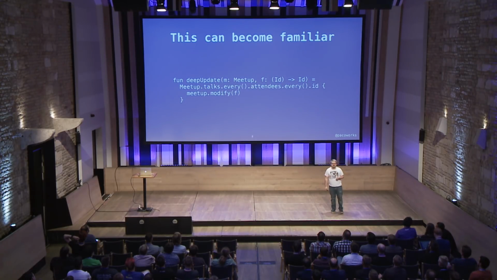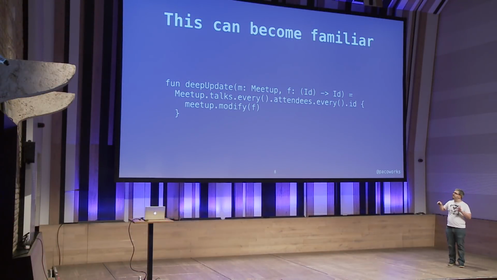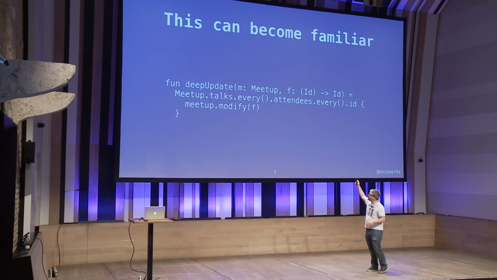Why wouldn't this become familiar at some point? There's a meetup, which is a companion object. From there, we're going to get another element called talks. We're going to say for every one of the talks, we're going to see the attendees. For every one of the attendees in every one of the talks, we're going to get the ID. And then we get a block. And inside the block, we have a set of extension functions to update that ID. So, to update that meetup, and in this case, all the way down through ID.